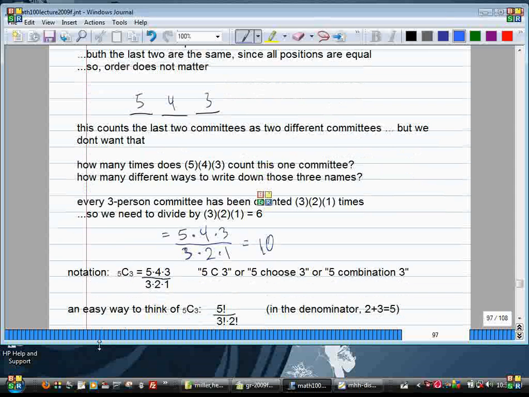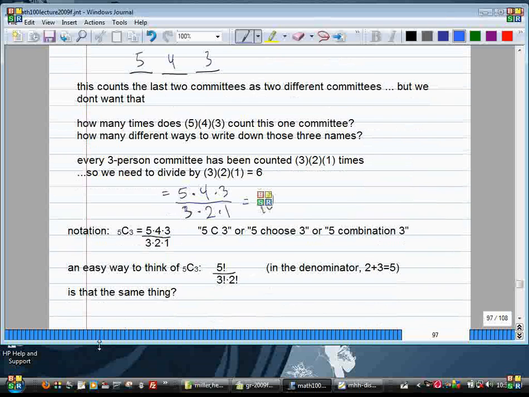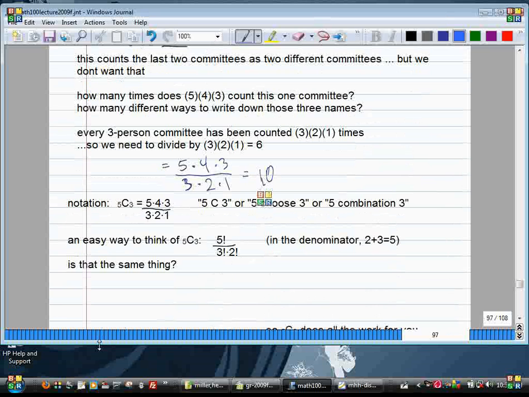5 factorial divided by 3 factorial and then 2 factorial. Where does the 2 come from? 2 plus 3 equals 5. So you might say, okay, great, you've given me something completely different to write down. What does that have to do with everything we just did? Well, is that the same thing? Let's take a look.